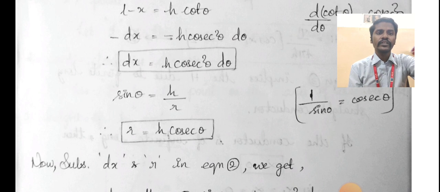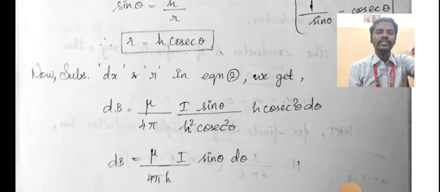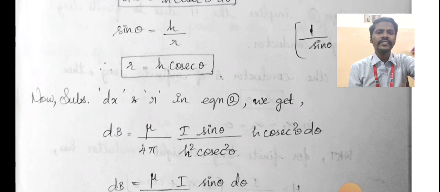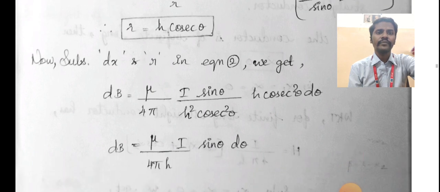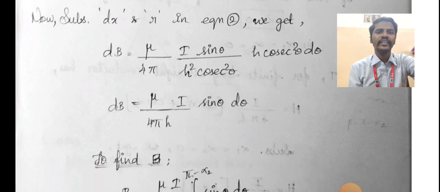From the figure we can also calculate sin theta. Sin theta is equal to h divided by r, from which r is equal to h into cosecant theta. Now we are going to substitute the values of dx and r in equation number 2. Therefore we get dB is equal to mu divided by 4 pi, I sin theta divided by h square cosecant square theta, into h cosecant square theta d theta. So cosecant square theta gets cancelled and h gets cancelled, leaving dB is equal to mu I divided by 4 pi h into sin theta d theta.